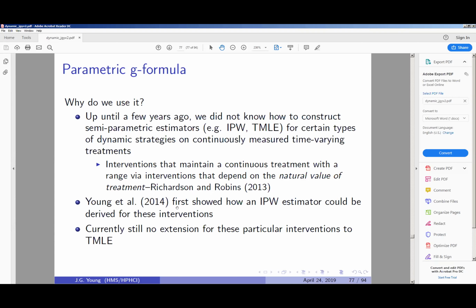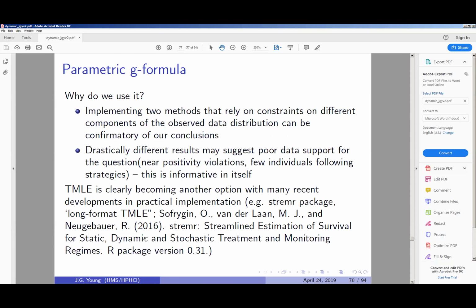There's actually currently still no way to estimate these particular interventions using TMLE. We describe an IPW estimator in this paper. I'm sure that you can derive a TMLE, but nobody has, and there's currently no software. So as of today, there are certain questions for which the parametric G formula is kind of the only way to go, or we have an outline for an IPW estimator, but that hasn't been applied to my knowledge.